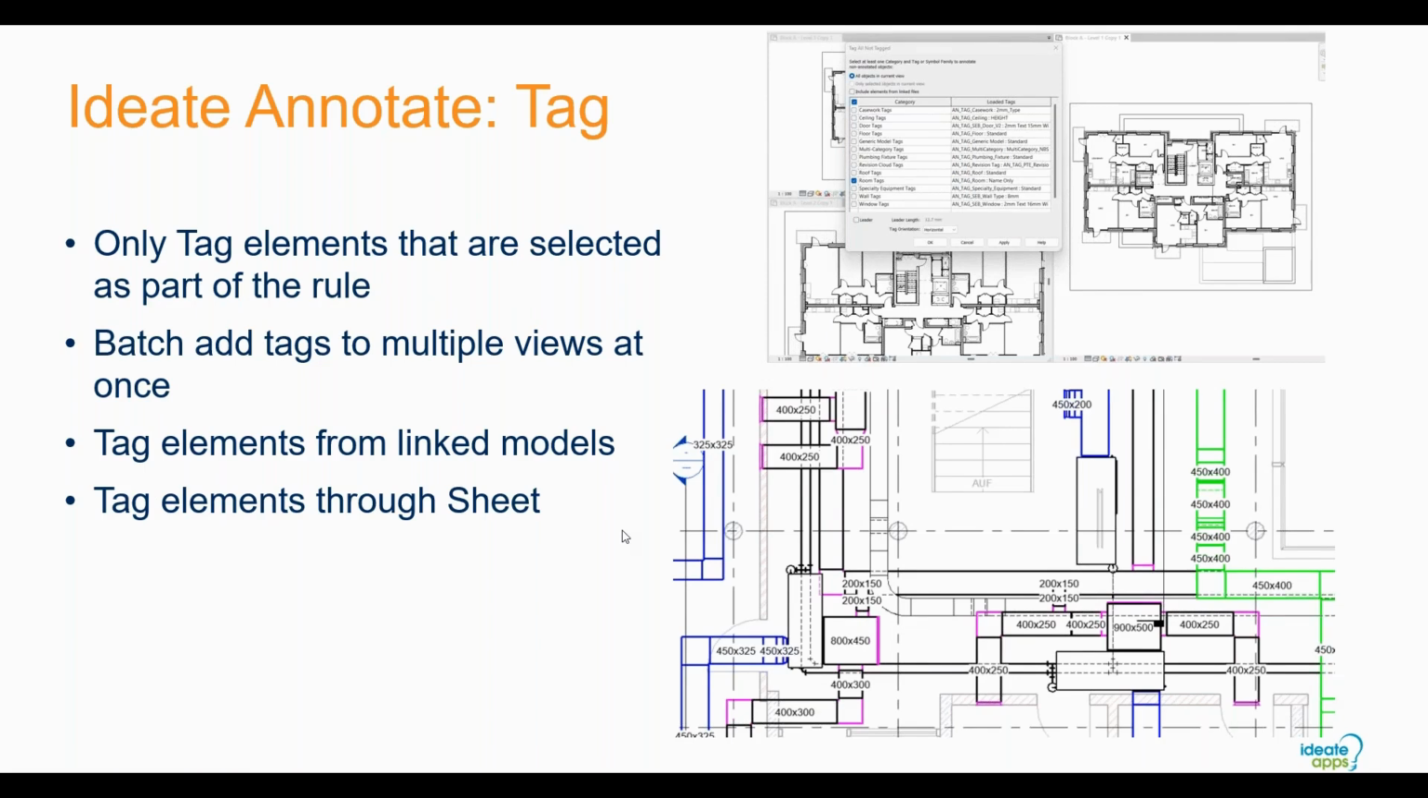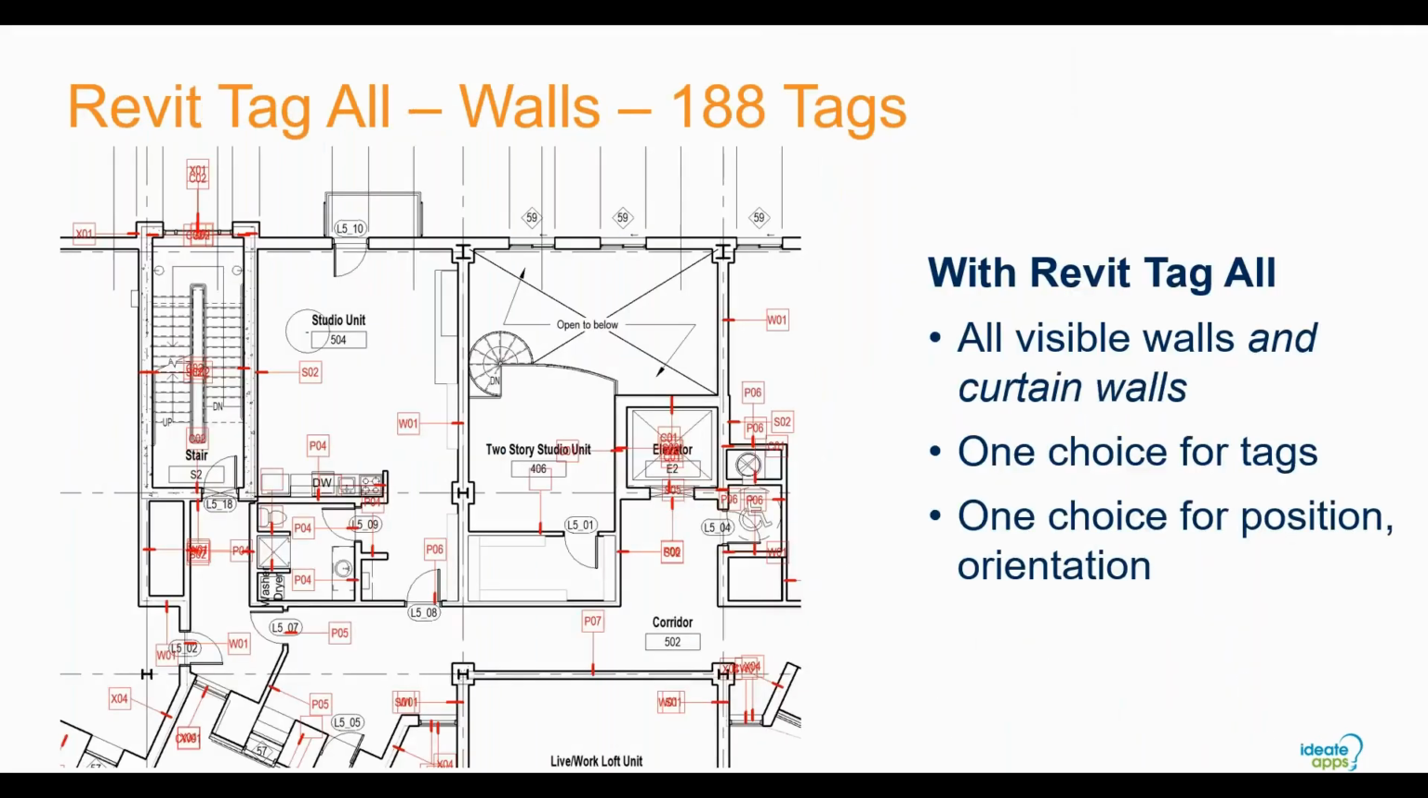So the tagging tool in Annotate is a way to intelligently tag multiple objects quickly, by using customizable rules so that you don't have to spend time reviewing the drawings and deleting and re-adding text and tags like you do with Tag All Not Tagged, which just puts tags everywhere. So we can do that intelligently through the Ideate tagging tool. So here's a couple of examples.